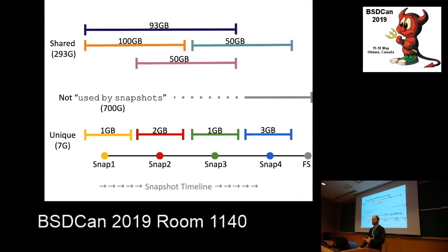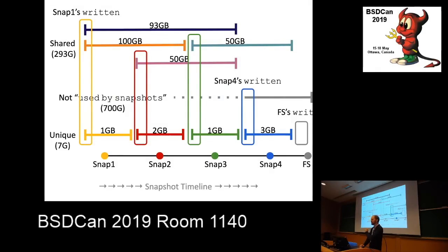So if we go back to this diagram, how do we figure out the written space? Well, I'm not going to tell you actually how we figured it out, but conceptually, the space that's written by snap one is the stuff that was born since the previous snapshot, which is down here. So it's all these timelines that start right here. So the yellow, the orange, and the purple added together. For the red, again, all the blocks whose lifetimes start in this range. So the red and the lighter purple there, and so on.